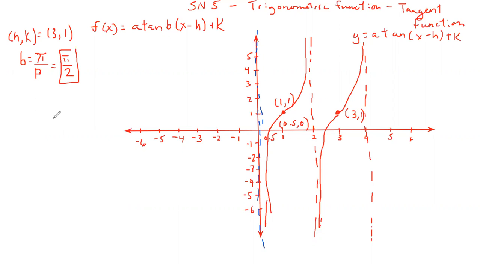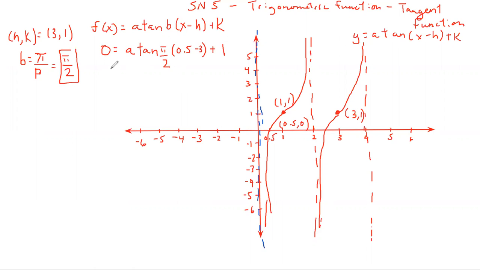Now, the point that I give you is very important because that's the key that you'll need in order to be able to solve this particular scenario. So here's what we're going to do. We're going to plug in 0.5, 0 into my function, where 0 is equal to a, which is unknown, tan of pi over 2, and then my x value ends up being 0.5. My h ends up being minus 3, plus 1 as my k.